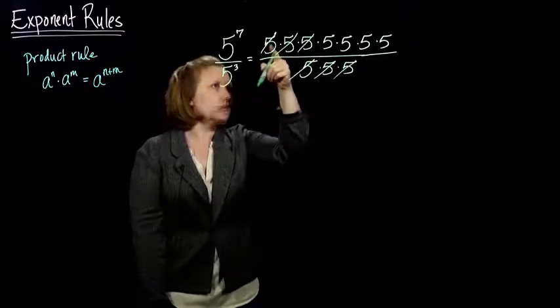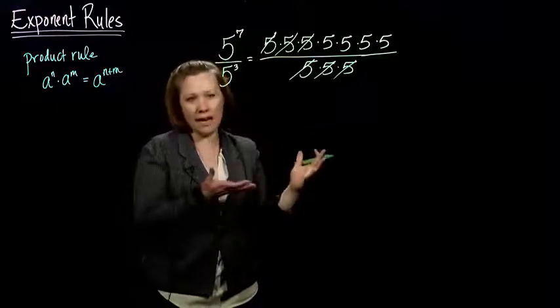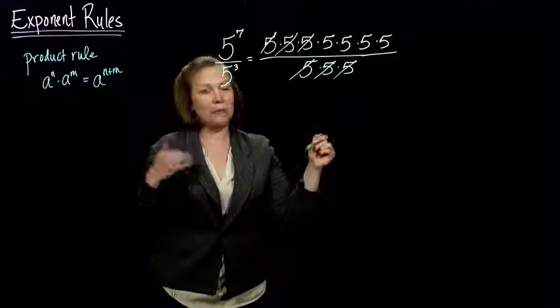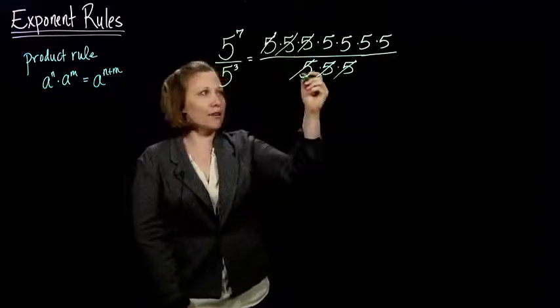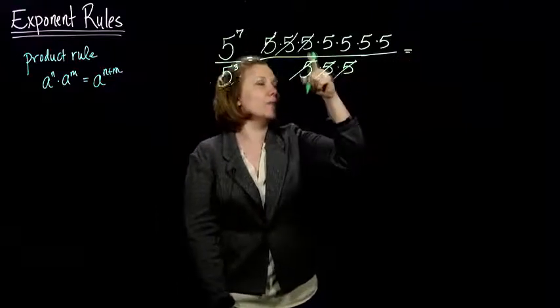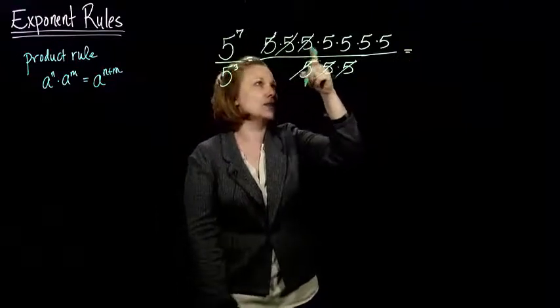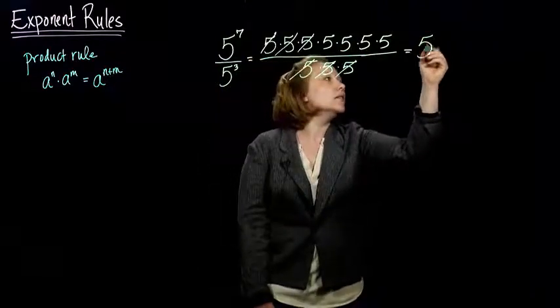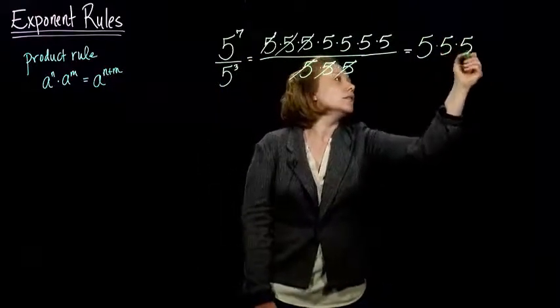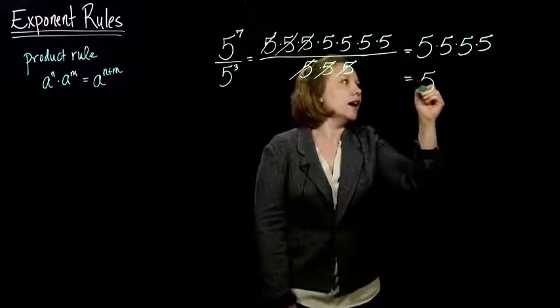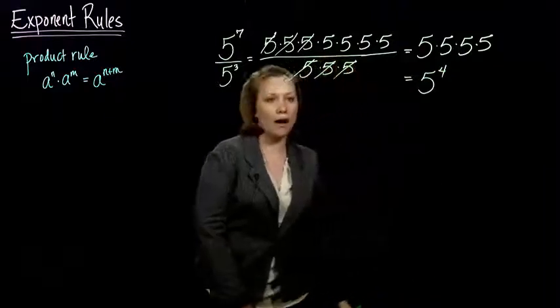So the 5 divided by the 5 makes 1, and anything times 1 is just itself. So in a sense, we think of it as go away, but really you're just making factors of 1. So I've got a 1 here, a 1 here, a 1 here, and so what am I left with? I'm left with 1 times 1 times 1 times 5 times 5 times 5 times 5, which is the same thing as 5 to the 4th power.